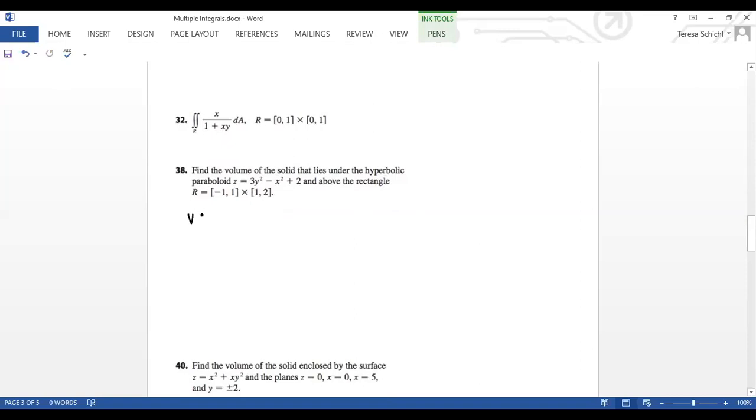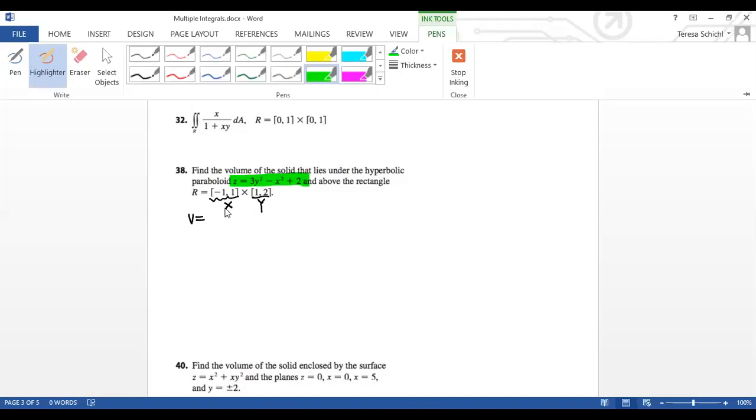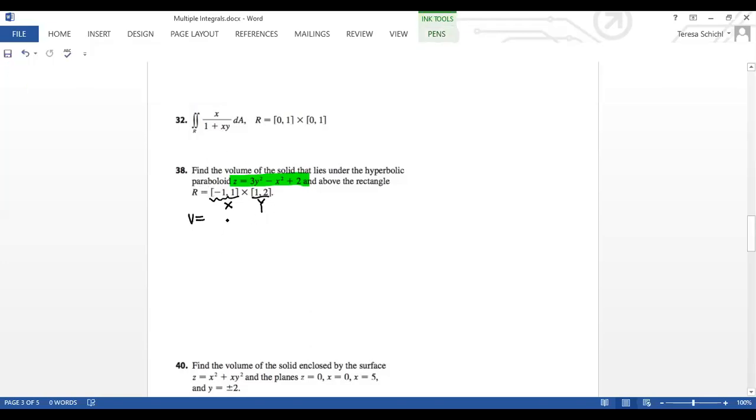Here, this is my x range, this is my y range, right? You have some type of surface in R3, and you want to find the volume under this surface and also within these ranges. So basically, this is what we are integrating here. Like I said, this is 3y squared minus x squared plus 2.